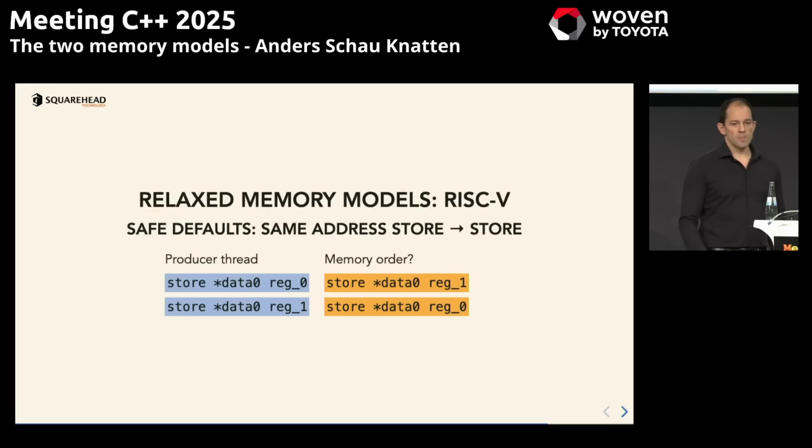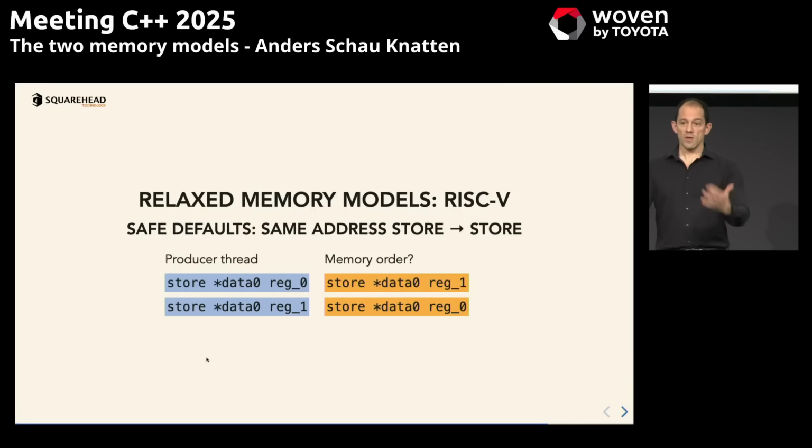So one example from RISC-V is if you have a data dependency. So if I do 2 stores to data 0, it's going to keep that order. Like if I write x equals 2 and then I write x equals 3, if I had to put a fence in between, it would just be too dumb. So let's not do that. If there's a same address, store to store, keep the order, please.